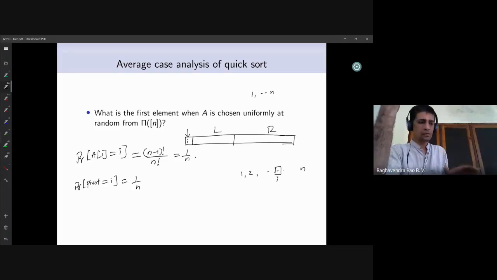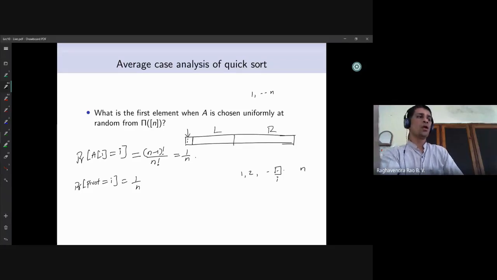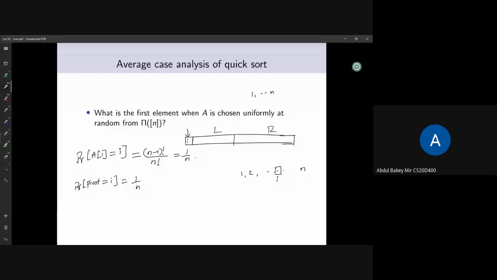What I meant to say is, get a random permutation and feed it to our deterministic quicksort. Look at the pivot, make the observation on the pivot. It's a random variable now, right? It is the same as the random variable for randomized quicksort on 1 to n. That is the first pivot chosen by randomized quicksort on 1 to n.